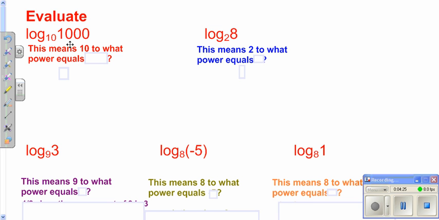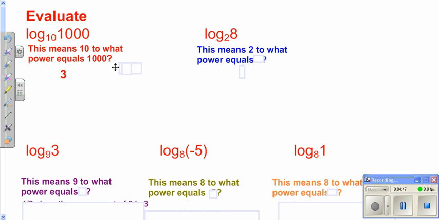So we need to evaluate these, and we're going to evaluate these without a calculator. We need to think about what this means. This means 10, because that's your base, to what power equals 1,000? Well, you should realize that 10 to the third power is 1,000, so your answer is 3.